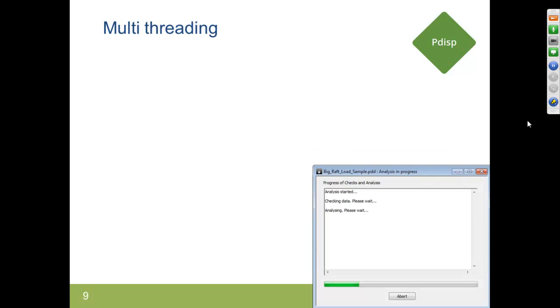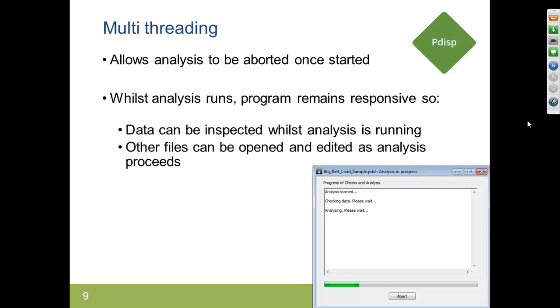With regards to multi-threading, as you can see, we've got an analysis in progress screen now, and this allows the analysis to be aborted once the task has been started. So, for example, if you change your mind about your analysis, if you realize that you made a mistake, or if your analysis is taking a very long time because it's very complex and you want to maybe change your displacement data, you can do so. But more than that, while the analysis is running, the program remains responsive so that data can be inspected whilst the analysis is running, and other files can be opened and edited as the analysis proceeds.